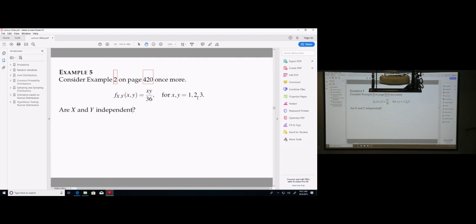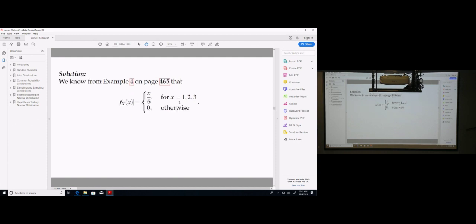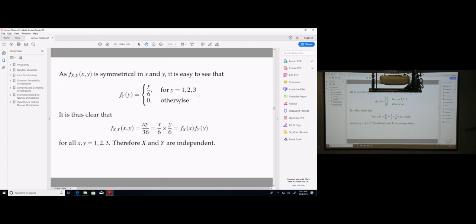Another example: x and y are discrete, and so you have a 3 by 3 table. As a result, you want to check whether they are independent or not. From the marginals, you can find out it has a neat expression, and so on. So you can check that they are independent.